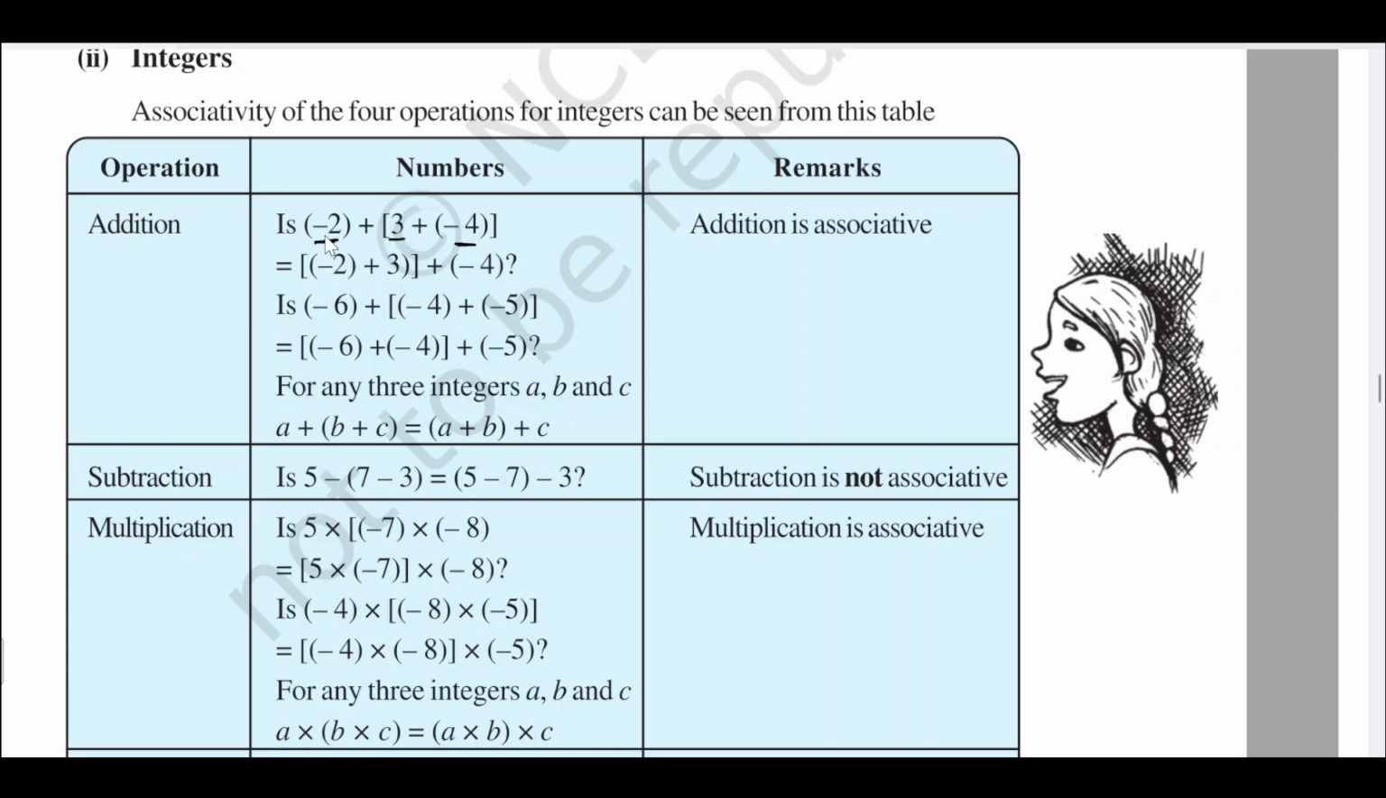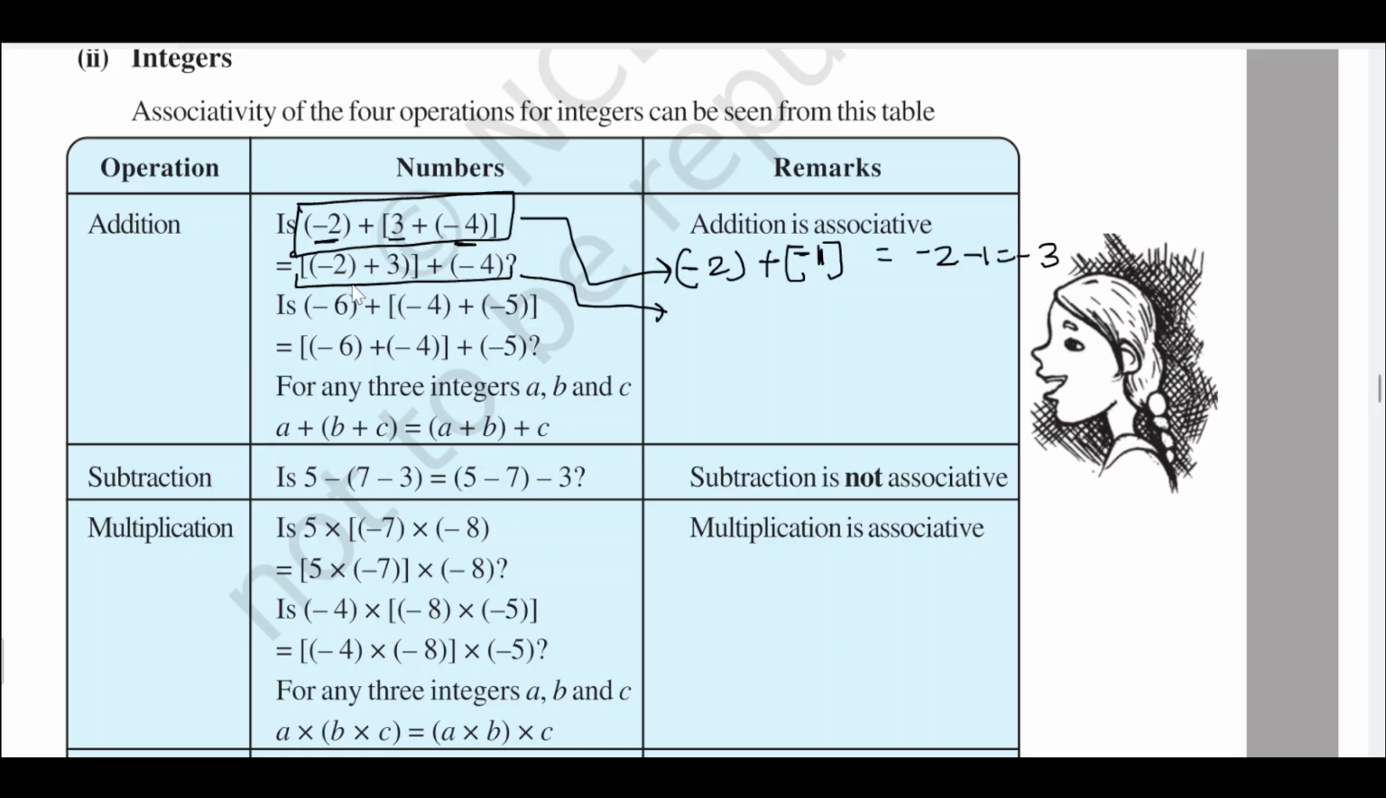So they have kept 3 and -4 grouped together in one case, and -2 and 3 together in the other. So first we will compute what's going to be the result of this one. It is going to be -2 plus, inside we will get 3 - 4, that is -1, and the result we will get is -2 - 1, that is -3.